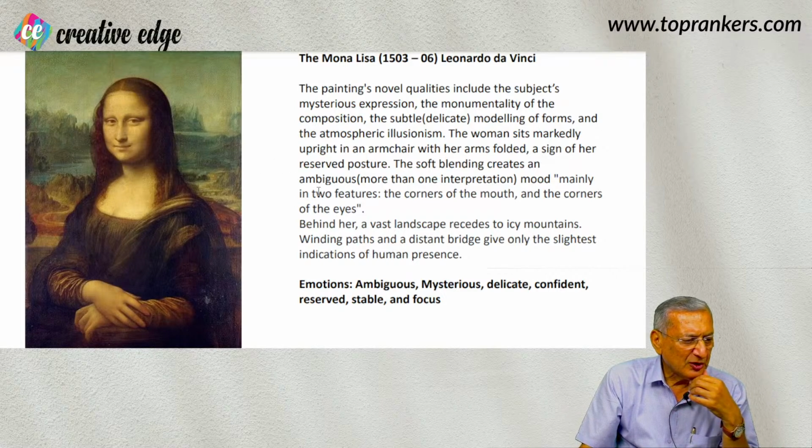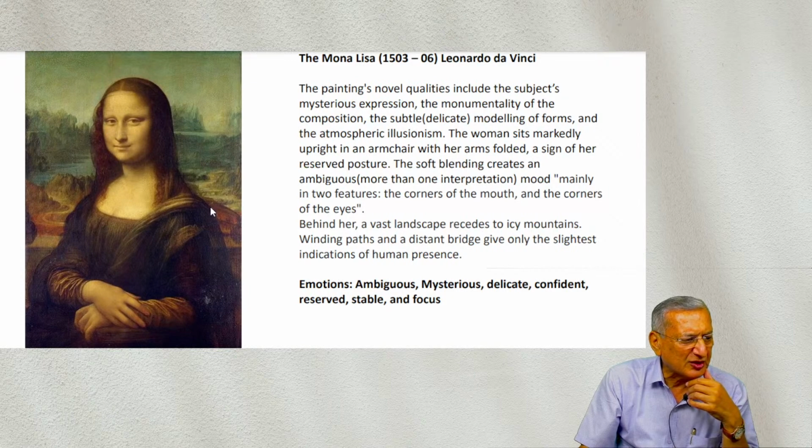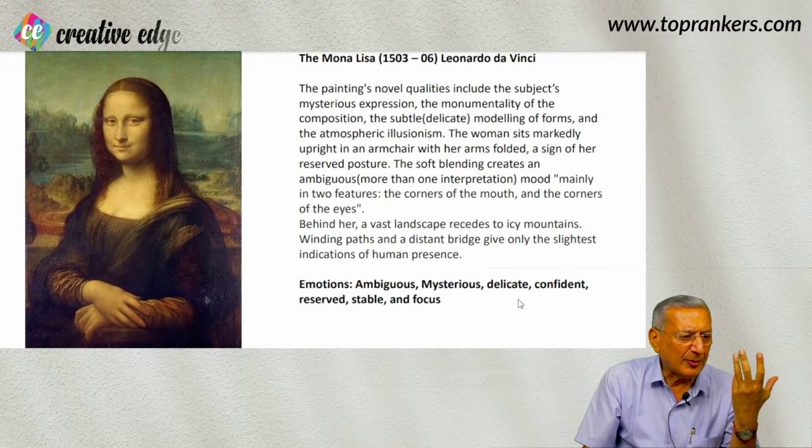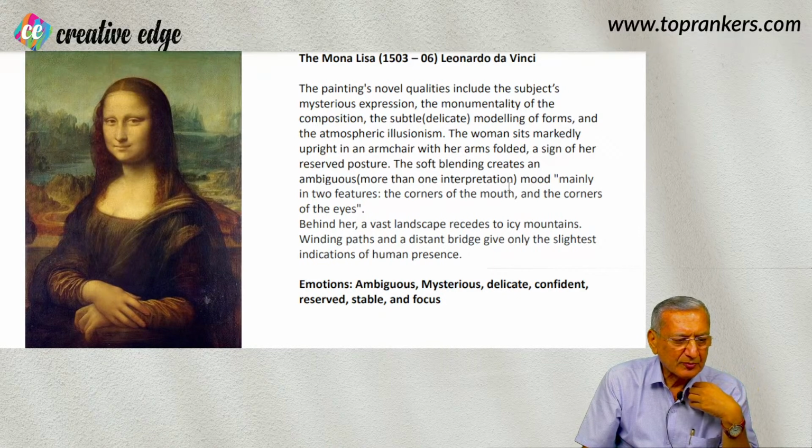Okay friends, so let us firstly read what are the emotions that you derive looking at this artwork. Emotions: ambiguous, as I said here also, ambiguous. Ambiguous means it has more than one interpretation. Okay?